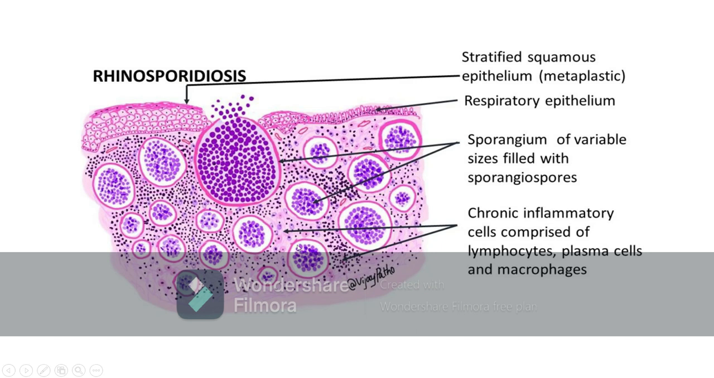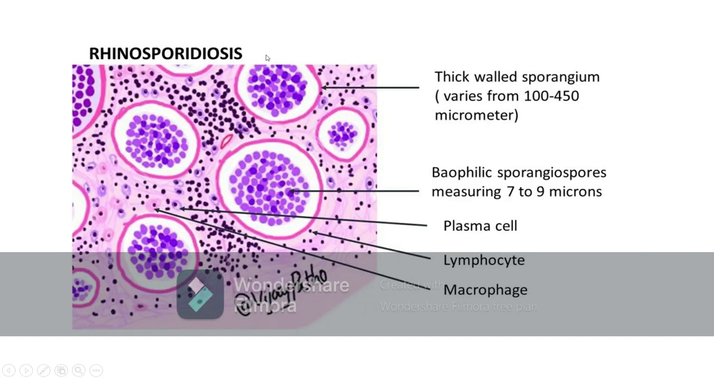And then you can see the chronic inflammatory cells composed of lymphocytes and plasma cells. These basophilic cells are lymphocytes, and these eccentrically placed nucleus cells are plasma cells, and also macrophages, which have vacuolated cytoplasm. So when the sporangium gets ruptured, you can see the inflammatory reaction. So here you can see the thick-walled sporangium, basophilic sporangiospores. Here a plasma cell, macrophage, and these are the lymphocytes.